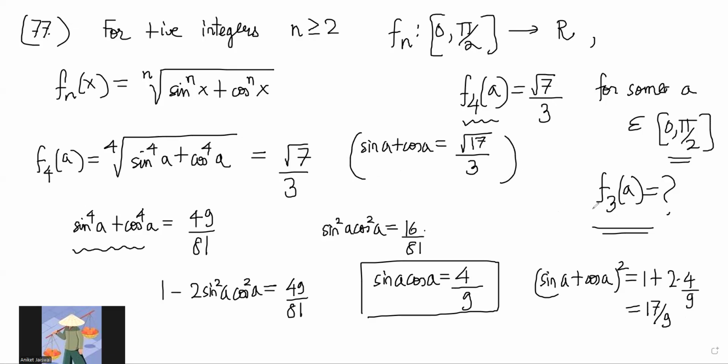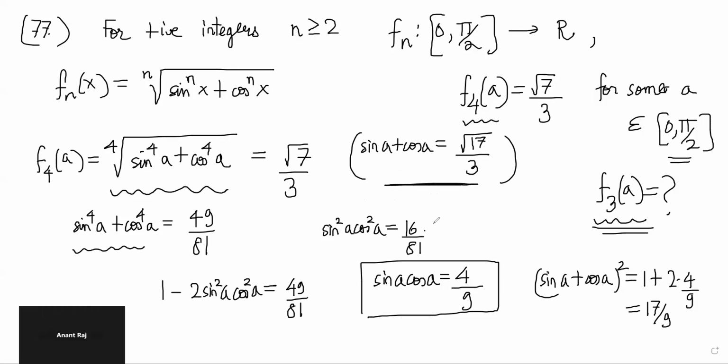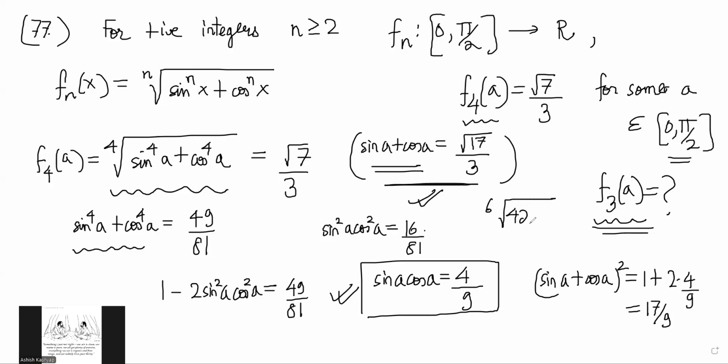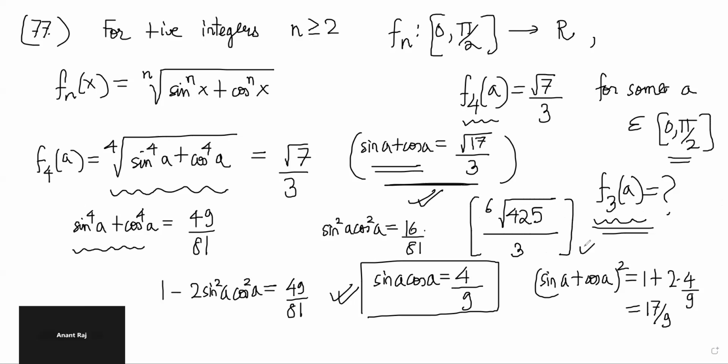Okay, so this should have come; you should not have had a doubt. It comes from there, but I couldn't see it from sine a cos a. If you know this you should be able to find this, no? And you just need to find the cube root of sine cube a plus cos cube a, right? It is doable from now. I'm telling you the answer: it should come out to be the sixth root of 425 divided by 3. Find the answer yourself. It's not difficult.